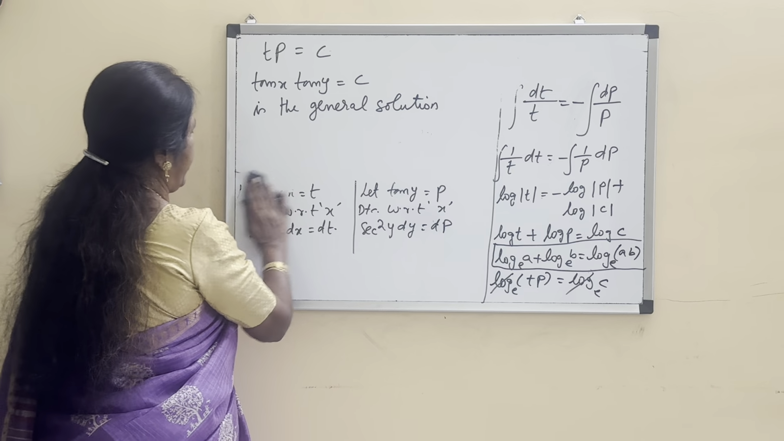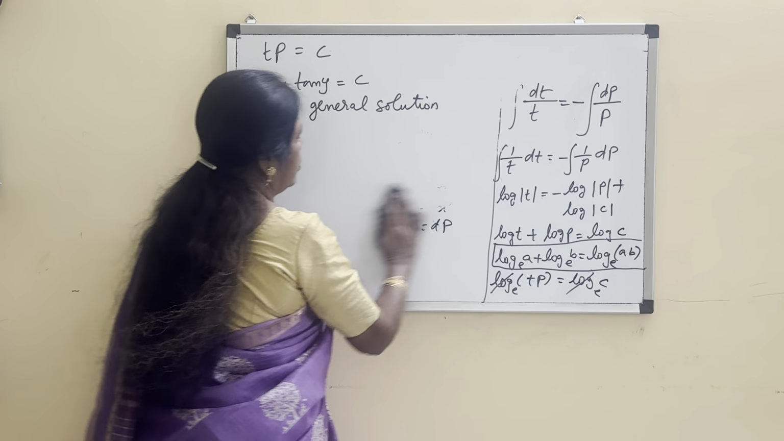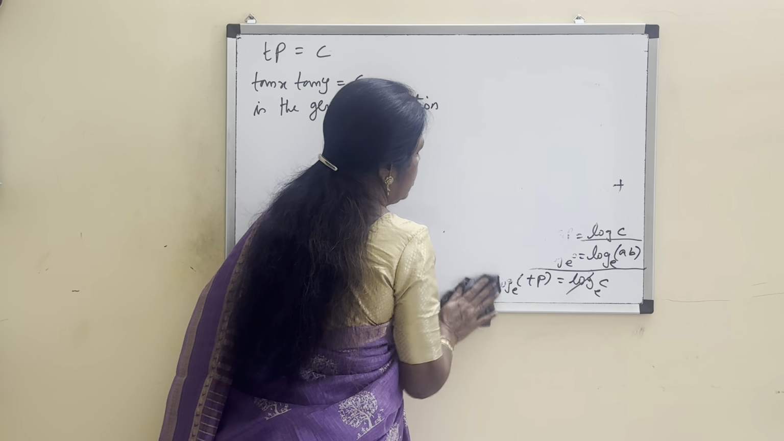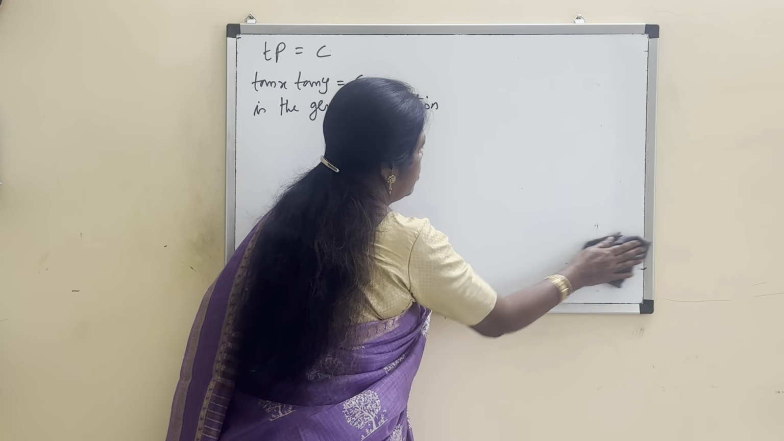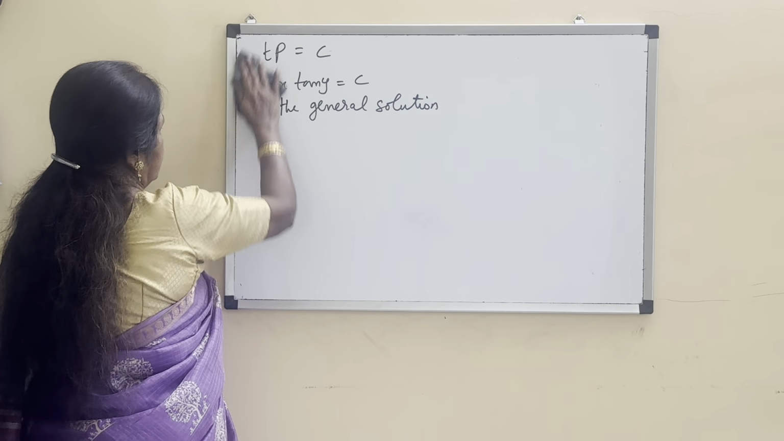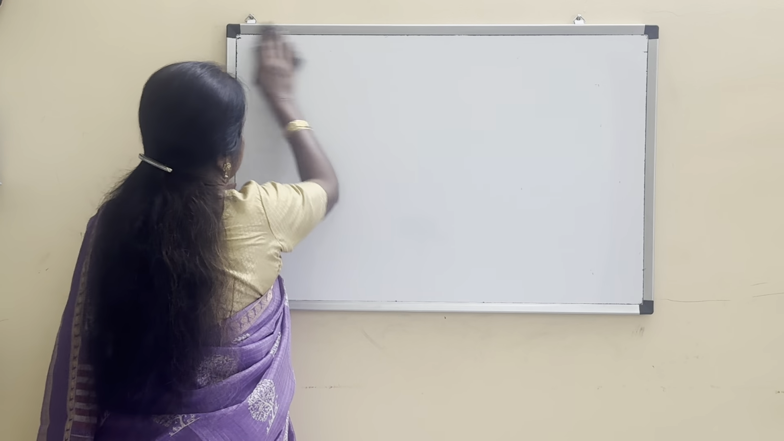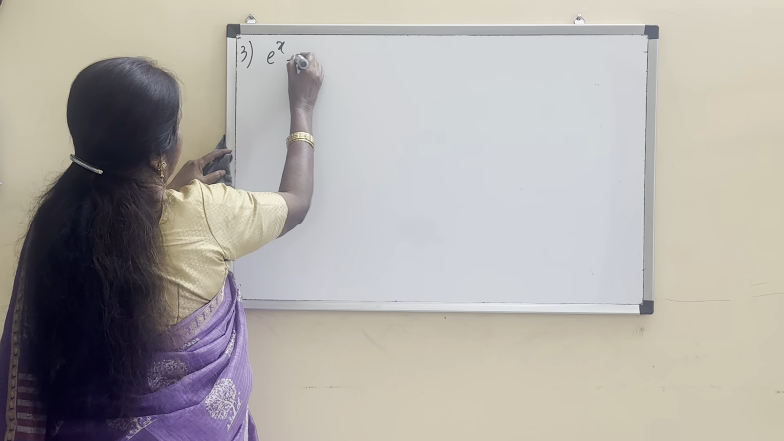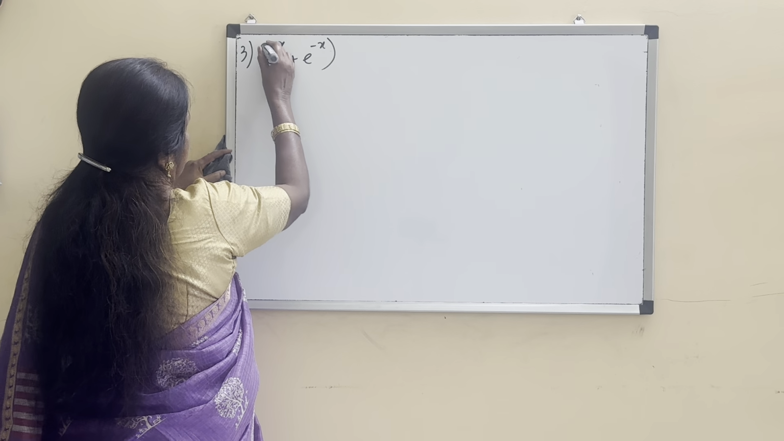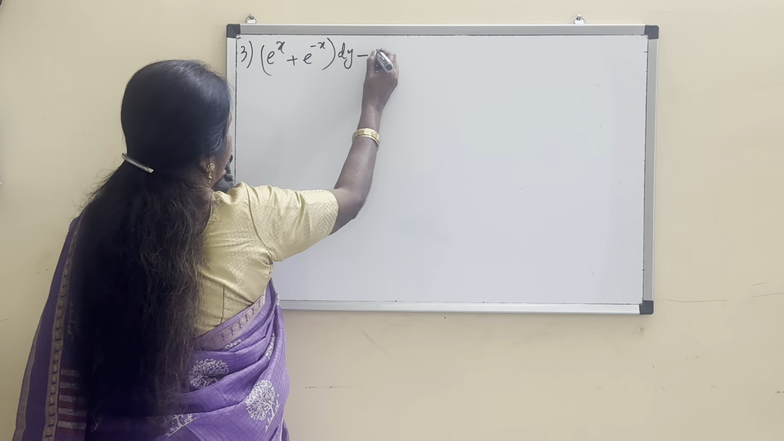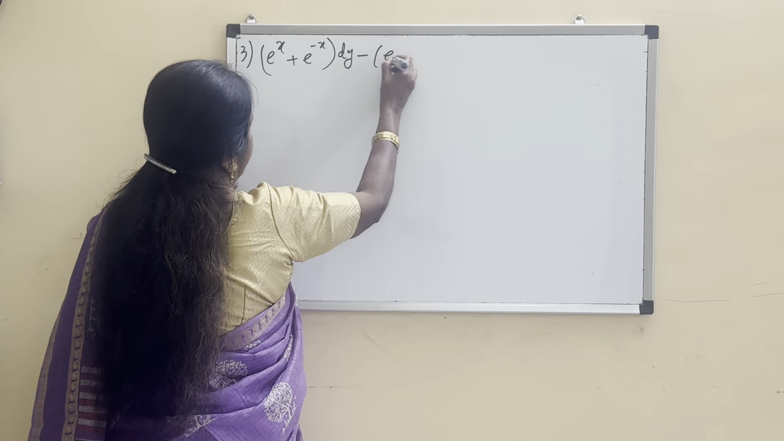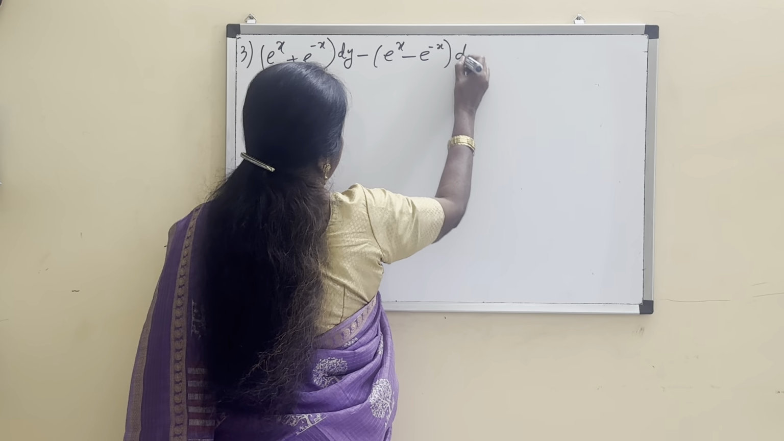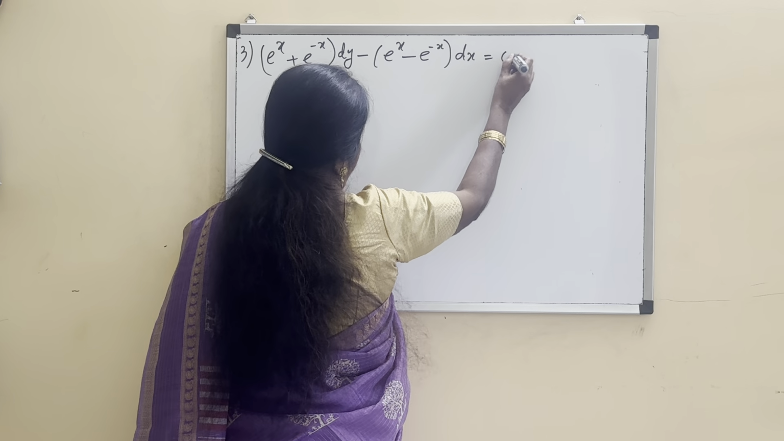So next question, you see that. Third question is e power x plus e power minus x into dy minus e power x minus e power minus x into dx equal to 0.